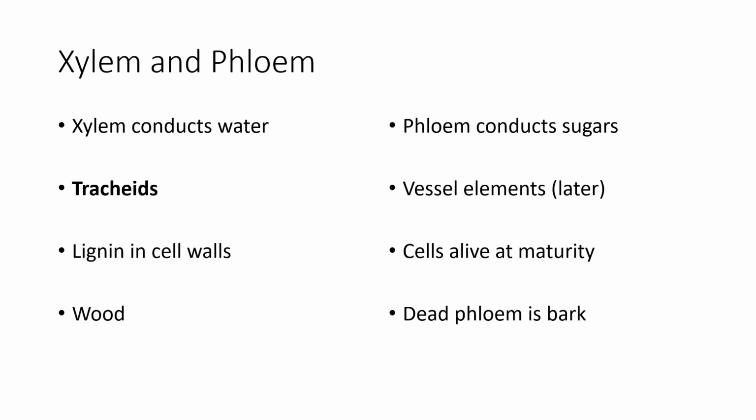They have lignin in their cell walls, which is a complex biomolecule that is very tough to degrade. And this gives rise to wood. So wood is xylem with lignin. Phloem, on the other hand, is conducting sugars. These cells are alive at maturity. We're going to look at vessel elements in another lecture. Dead phloem is bark as it comes out of the plant.